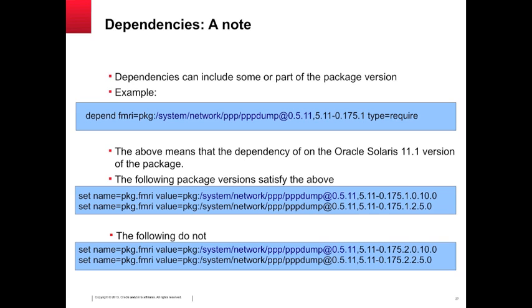However, these following ones do not, because this is Solaris 11 Update 2. The 2 there obviously doesn't fit there, so those versions won't be installed. Okay, does that make sense?